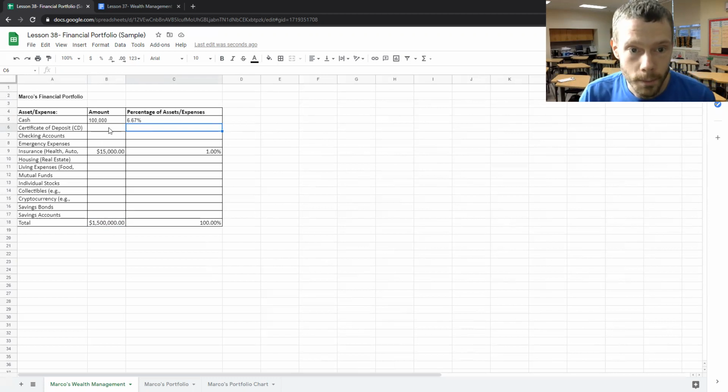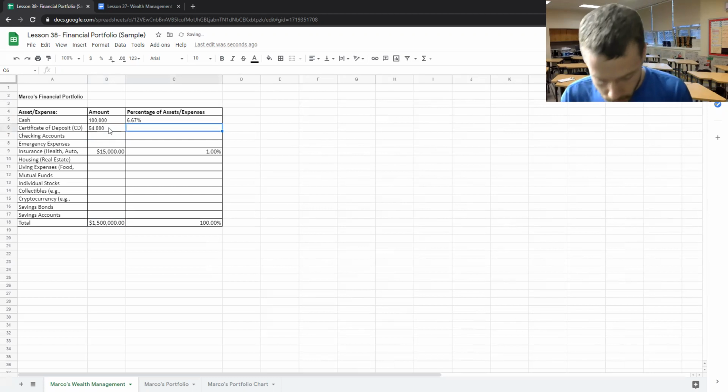And if we look, for example, at the certificate of deposit, let's say we were doing $54,000. Again, when you go to the percentage, you'll do the same thing: equals, open your parentheses, take your amount, divide by your total, and press enter.